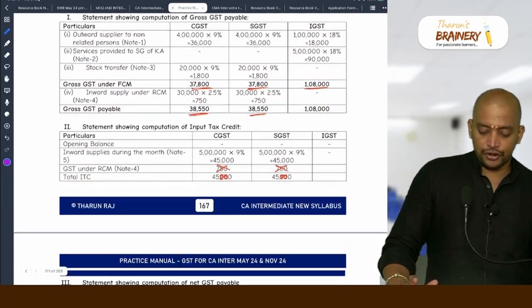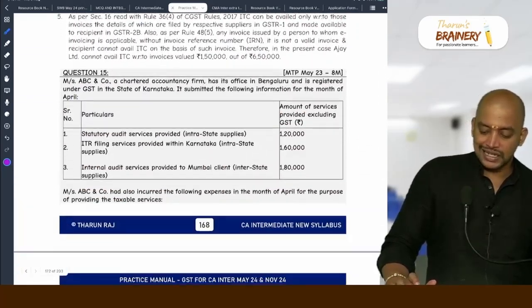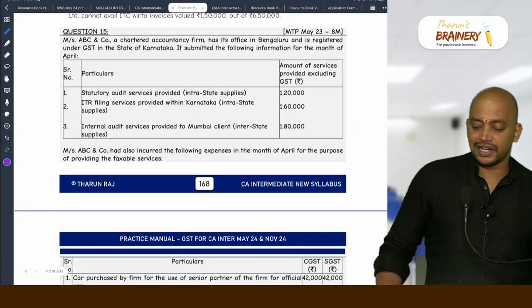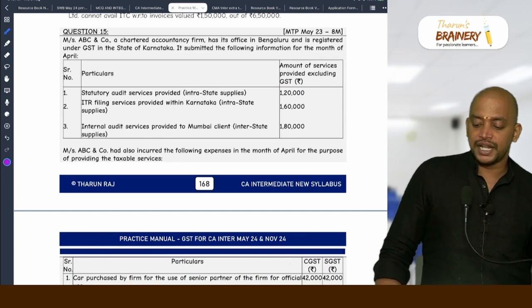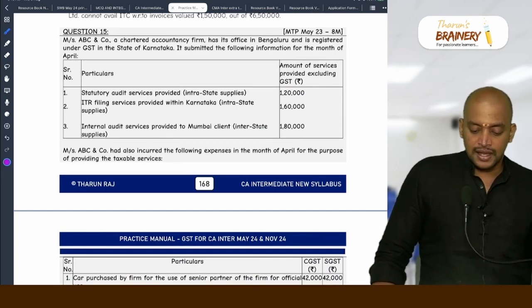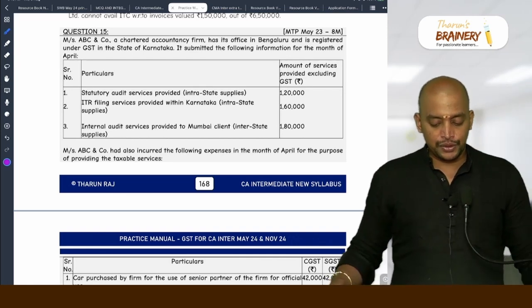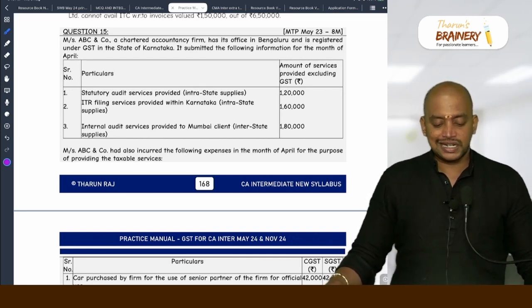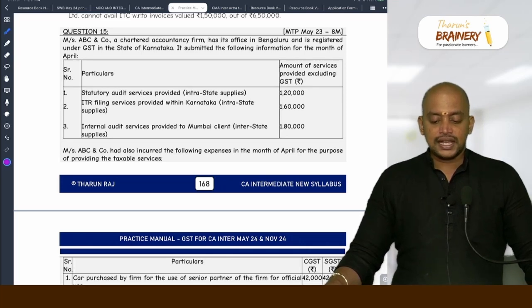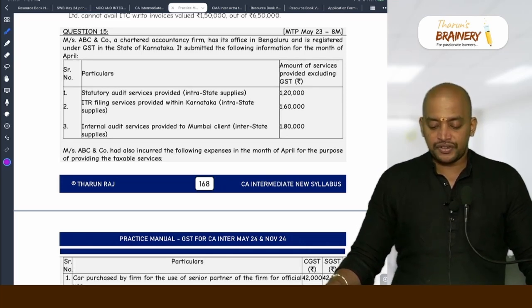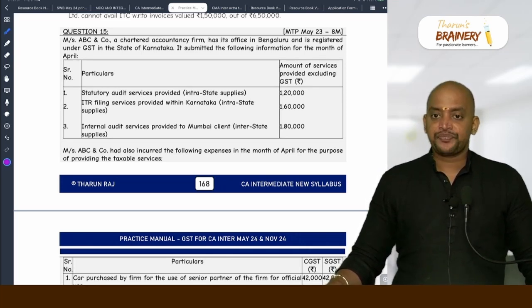Then question number 14 we discussed. Look into question number 15. This is an MTP question. Messrs. ABC and Company, a chartered accountancy firm, has its office in Bengaluru and is registered under GST in the state of Karnataka. It submitted the following information for the month of April.